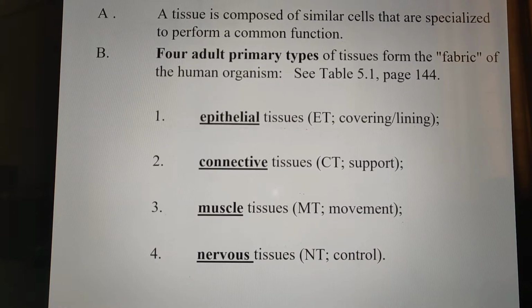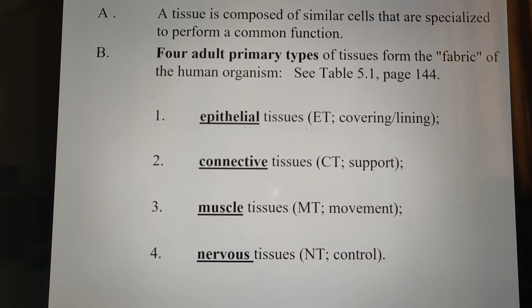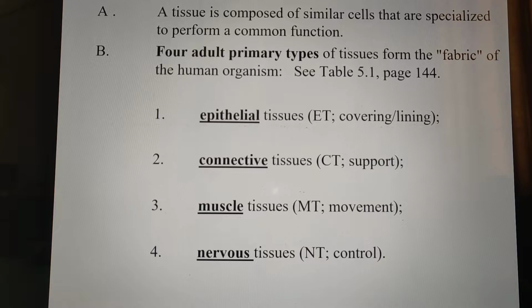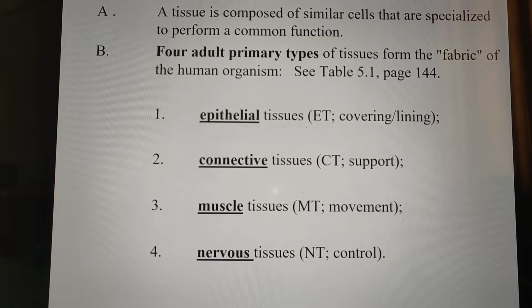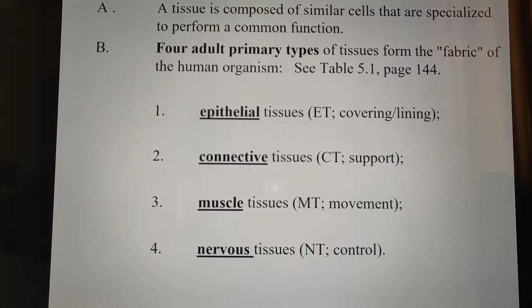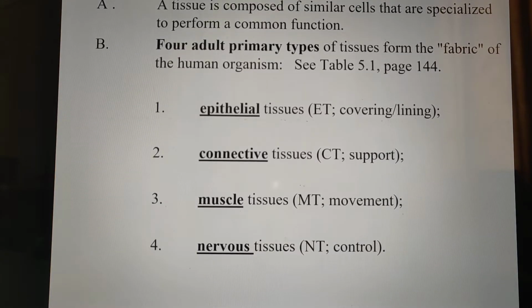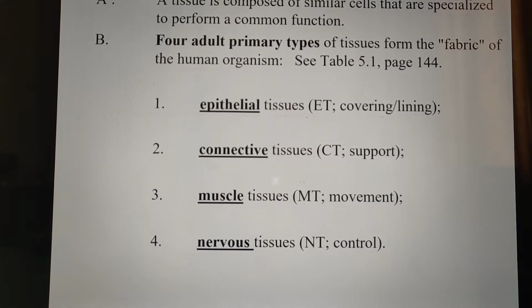The four primary types of tissue form the fabric of the human organism. It is mainly epithelial tissue which covers externally or lines the cavity internally. Connective tissue supports mainly muscle tissue and nervous tissue.